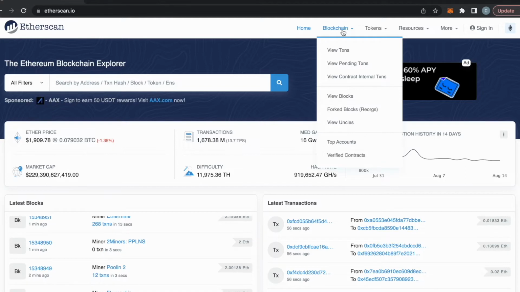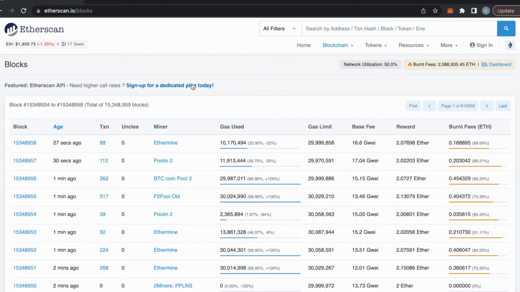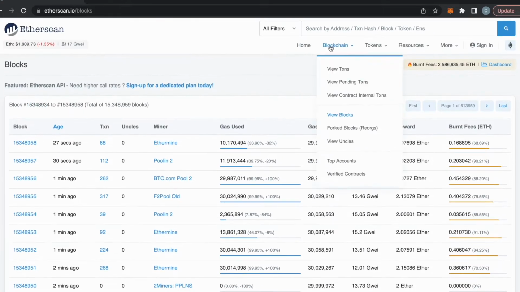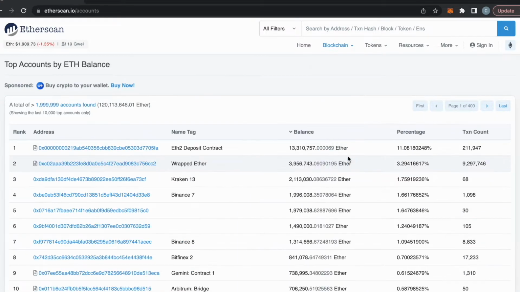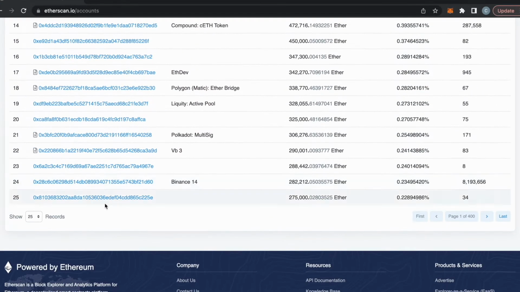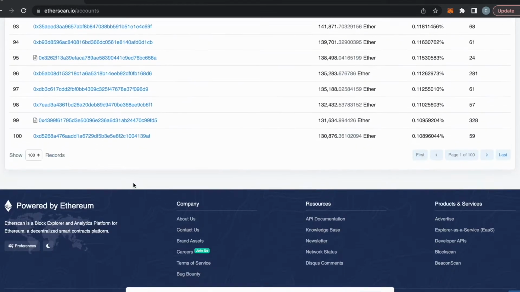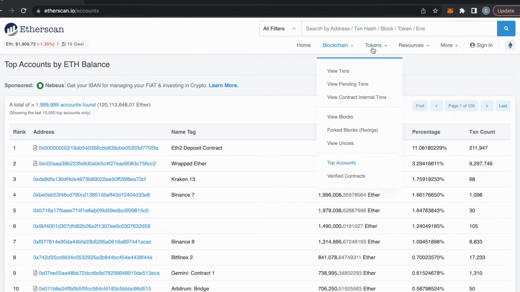Going over Etherscan briefly, this is all for Ethereum. You can view all the transactions, pending transactions, contracts, blocks. I don't think viewing blocks matters much, and I don't really think that matters unless you're a miner. You could see top accounts, see what's going on. You could see the top 100, some big wallets up there.